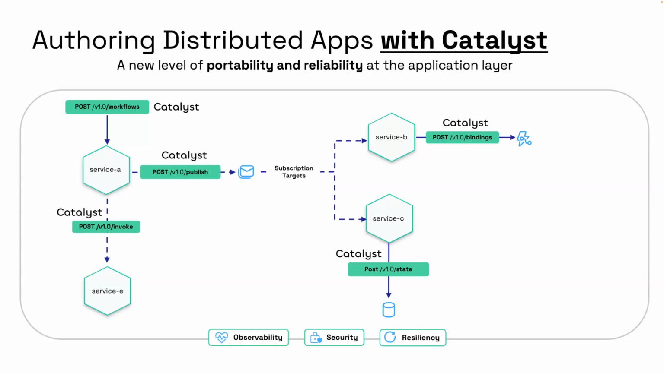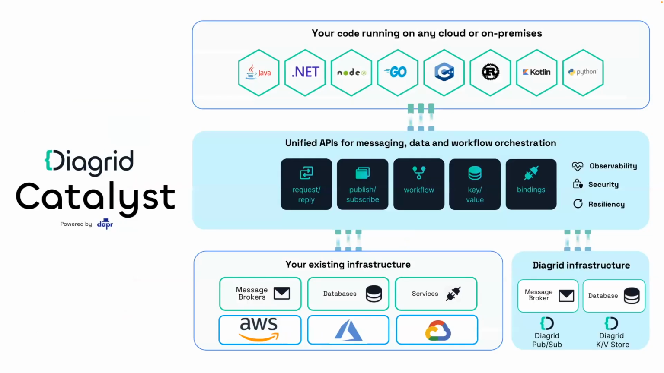And then baked across all of these APIs, we have observability, security, and resiliency baked in at its core. This is something we're going to dig into in this webinar and show you what this means. And so I'm going to pass it over now to Kendall to talk a little bit about what we have built for Diagrid Catalyst and how it works.